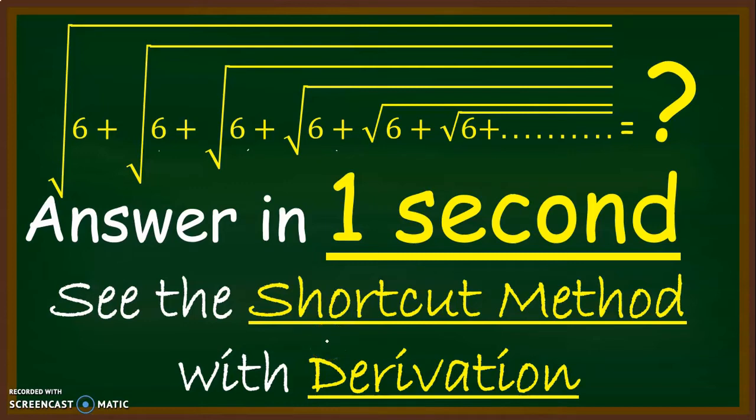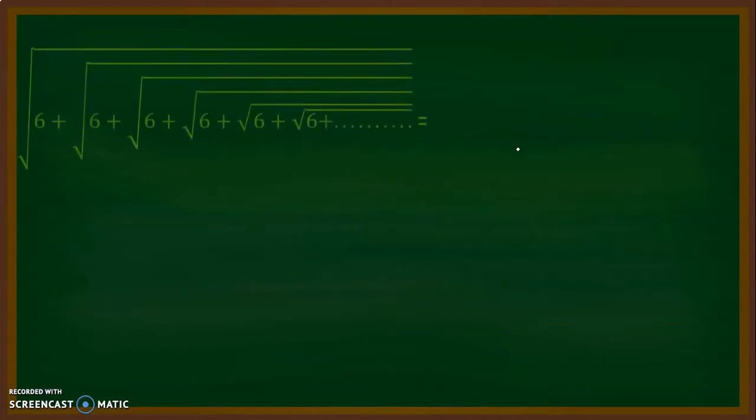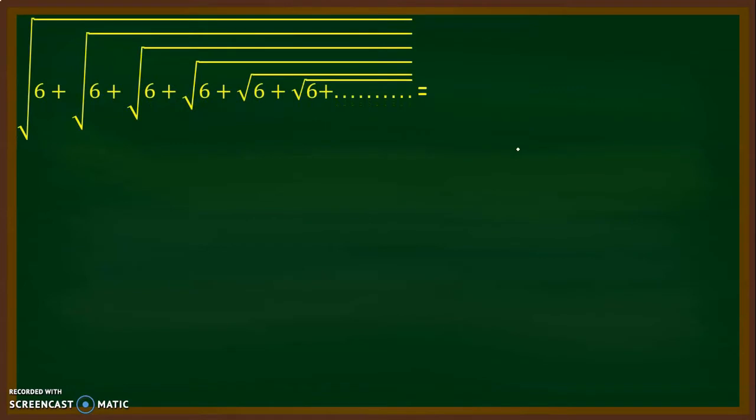Hello dear friends, we have the question like the square root of 6 plus square root of 6 plus square root of 6 plus square root of 6 up to infinite. So how to solve this type of question? First of all, let's see the basic method to solve this type of question, and then we will see one very shortcut method to find out the answer without doing any type of calculation.